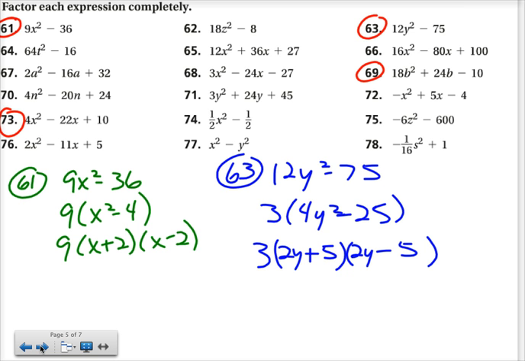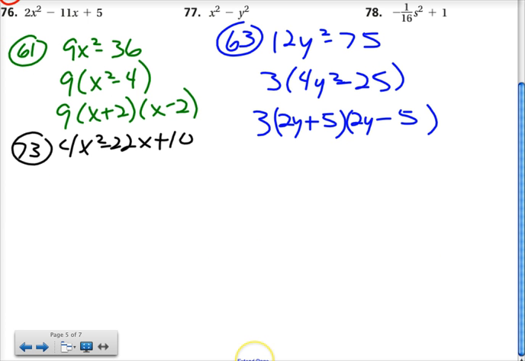Then number 73 is 4x squared minus 22x plus 10. And again, when I notice, hey, the numbers seem a little big here, that usually means there's some common monomial factor we can take out. I would like to take out the 4. I can't, but they are all even, so that means I can go ahead and take out the 2.